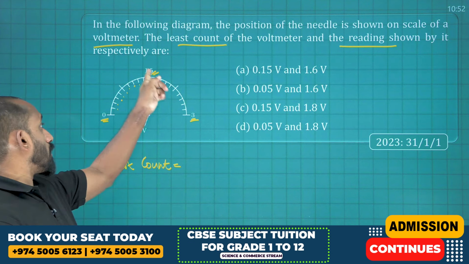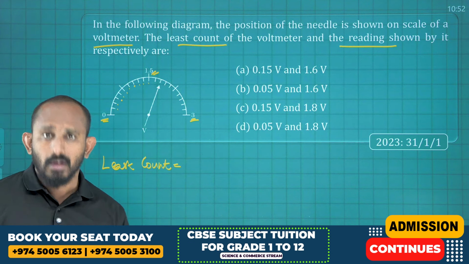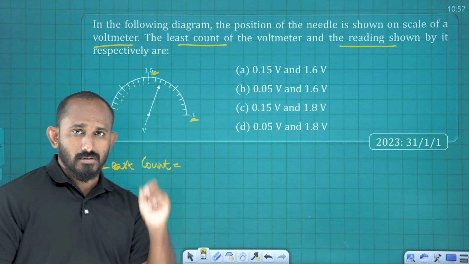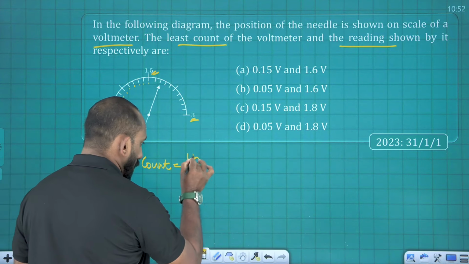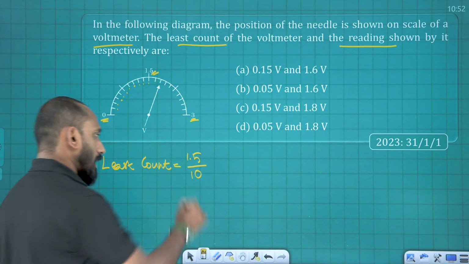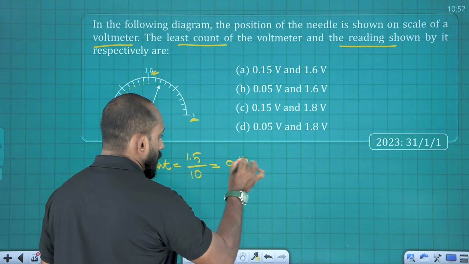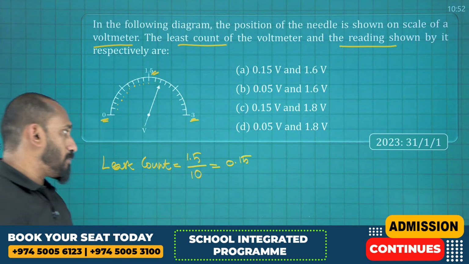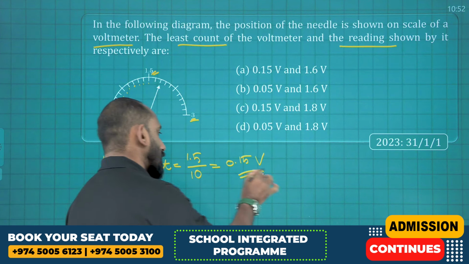So you take any one of the main scale values, 1.5 or 3, divided by the number of divisions. So it is 1.5 divided by 10. That is 0.15. So 0.15 volt is the least count.